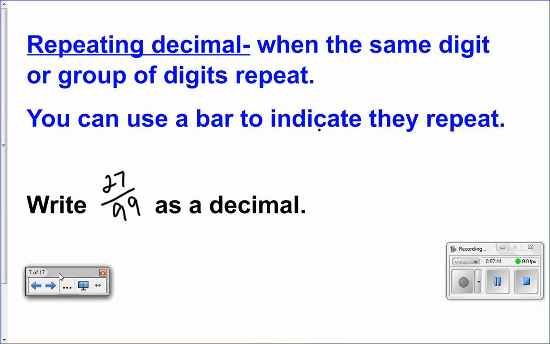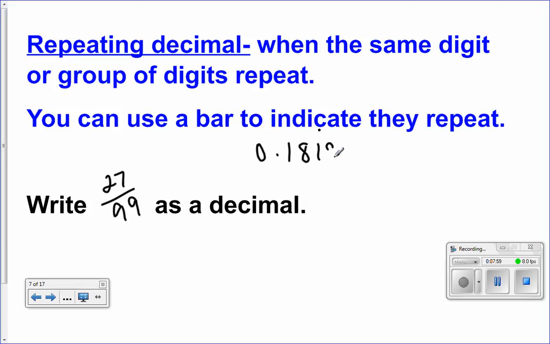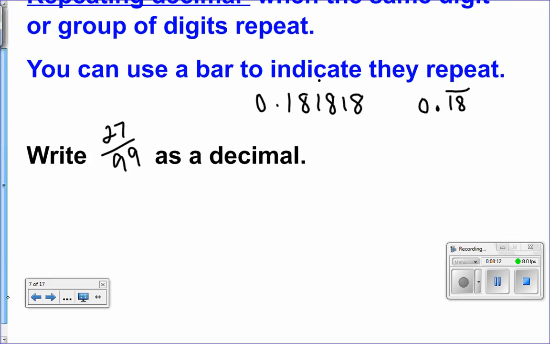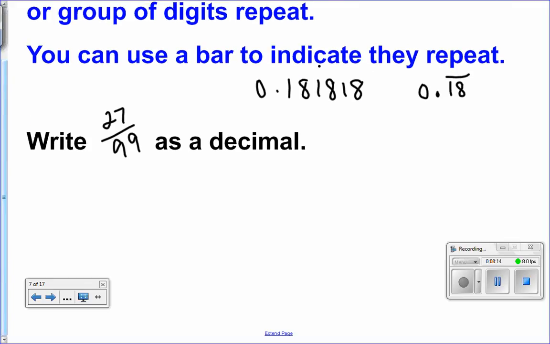So a repeating decimal is when the same digit or group of digits repeat, just like you saw on the slide before. You can use a bar to indicate this repeat. So if I wanted to show, in the example that we just did, that the 1 and the 8 repeat, I can put 18 with the repeating bar over the 1 and the 8. So let's practice writing 27/99 as a decimal. Again, we're going to use long division, and we'll also use our calculator.